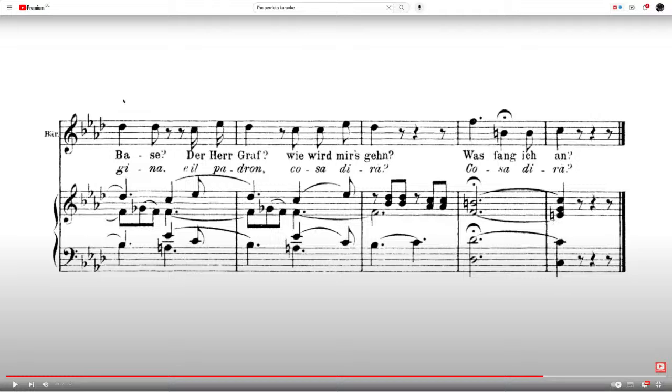Cosa dirò? Or cosa dirò? I mean, with or without vibrato on that shorter pitch. That is the freedom of artistic expression, but we want to think about what the words mean and how that is put into music. How does the music communicate what the words want to communicate? And then that's your job as a singer.